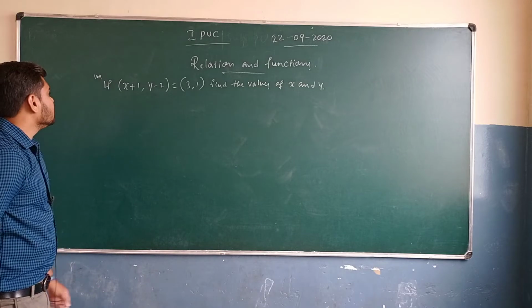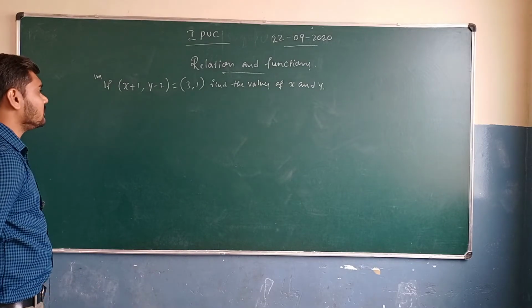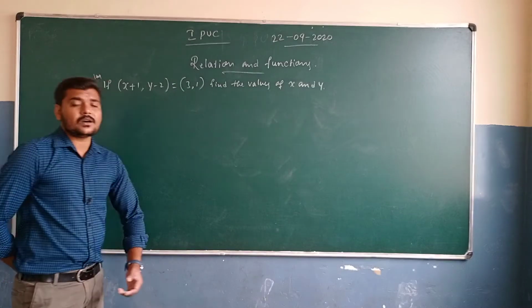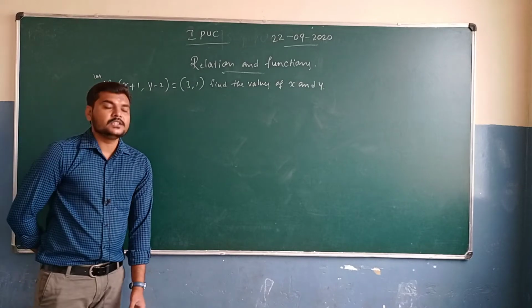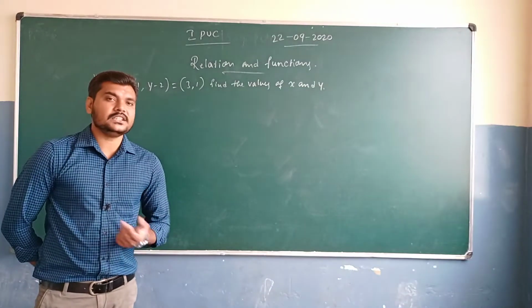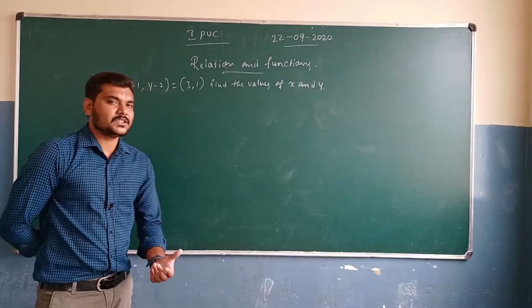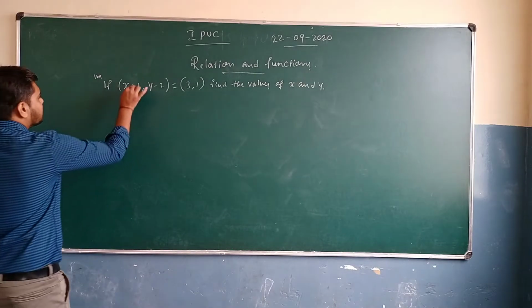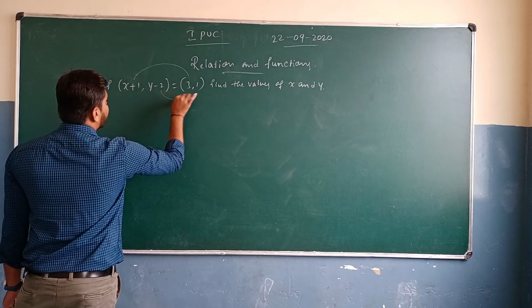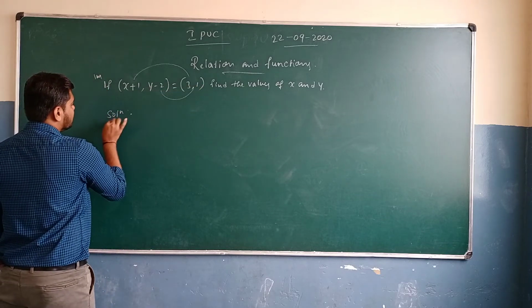So here they have given (x plus 1, y minus 2) is equal to (3, 1). Find the values of x and y. This problem uses the concept of equality of ordered pairs. If two ordered pairs are equal, then the corresponding elements in the corresponding positions are equal. So here the corresponding elements are x plus 1 and 3, and y minus 2 and 1.